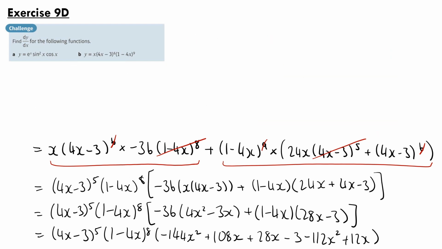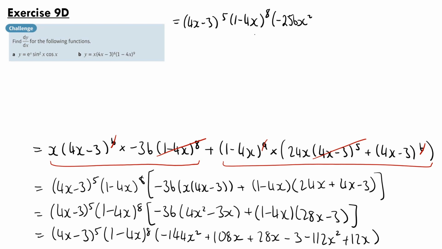And luckily, the original audio of the video is coming back right now. Then looking at the longer bracket, if we collect like terms, the x squared will give us minus 256x squared, and the x terms gives us 148x, and then the minus 3 stays the same. And that is our answer.